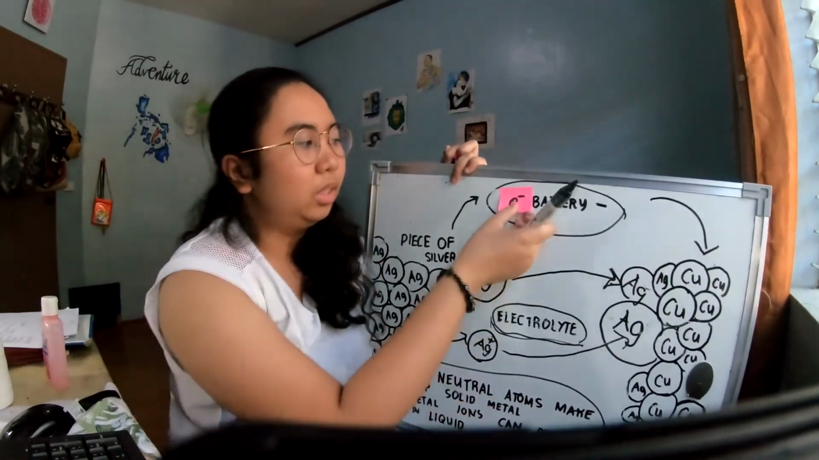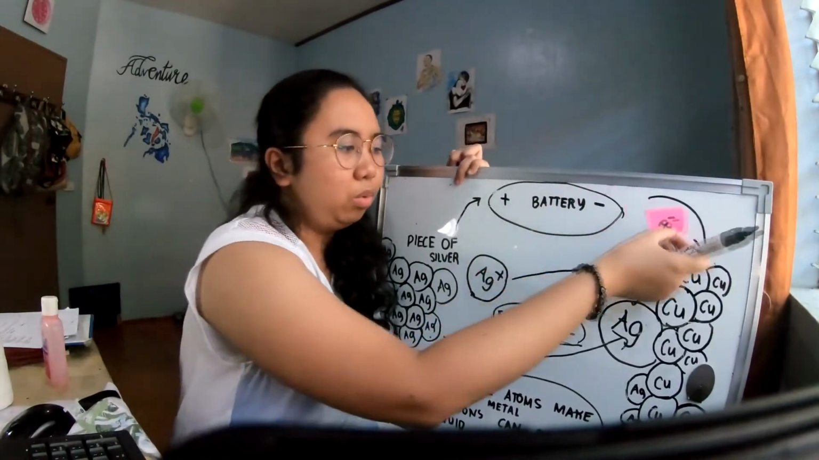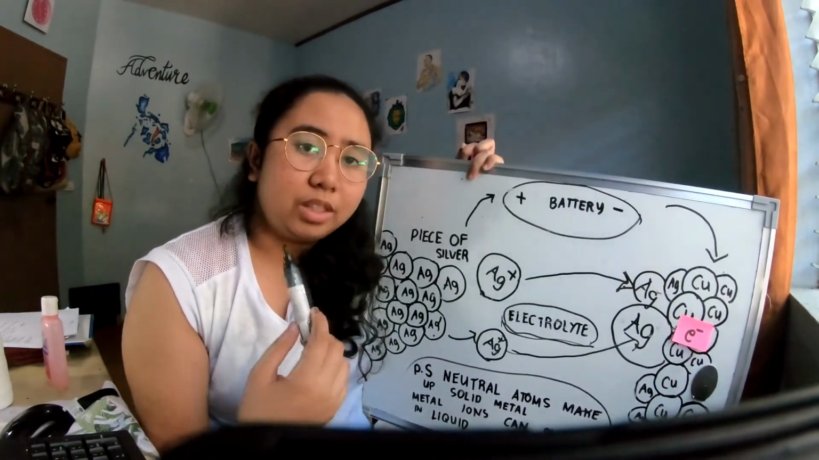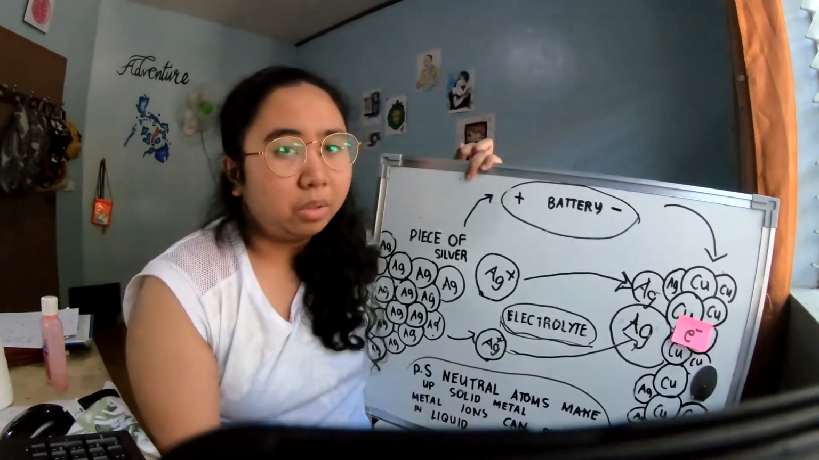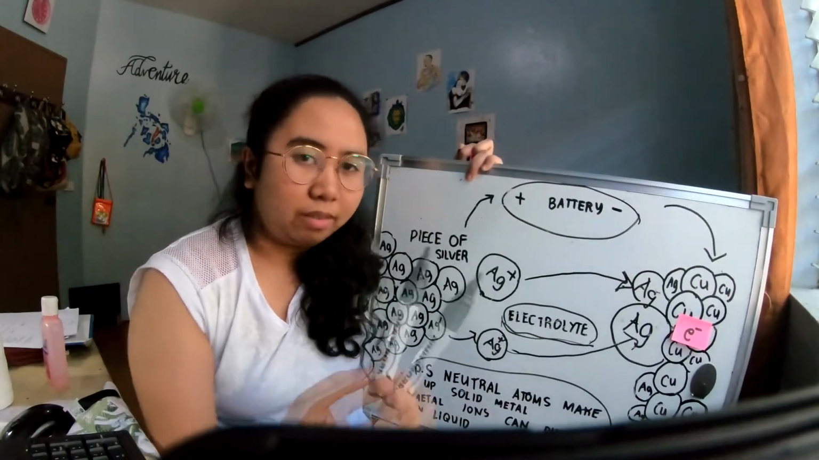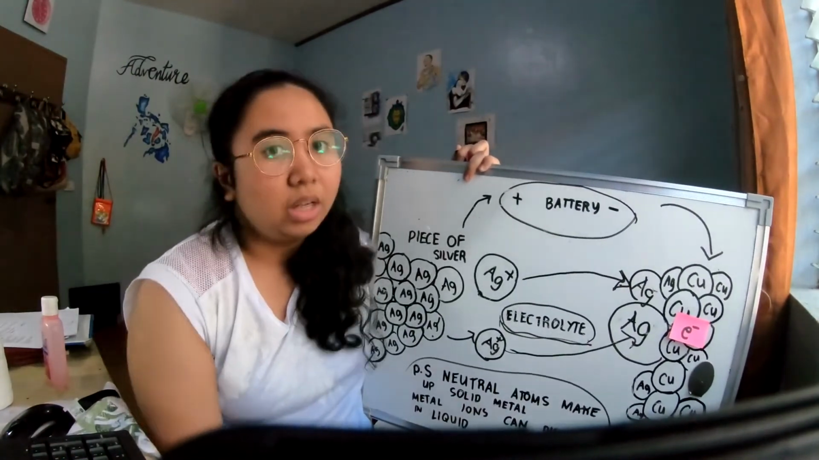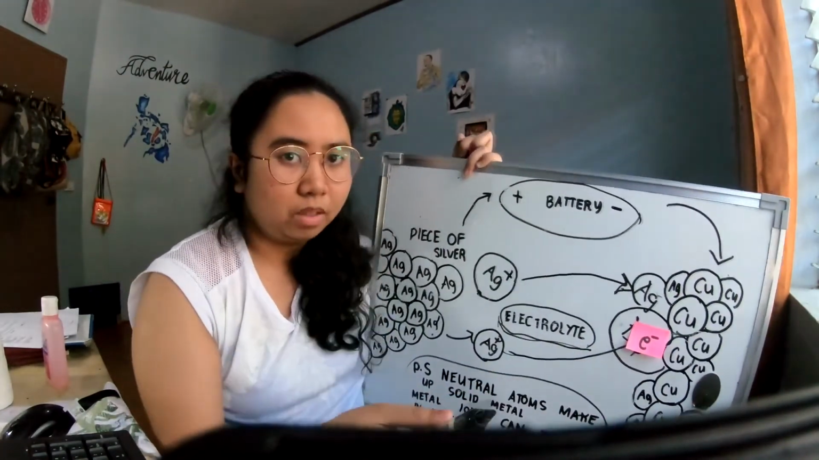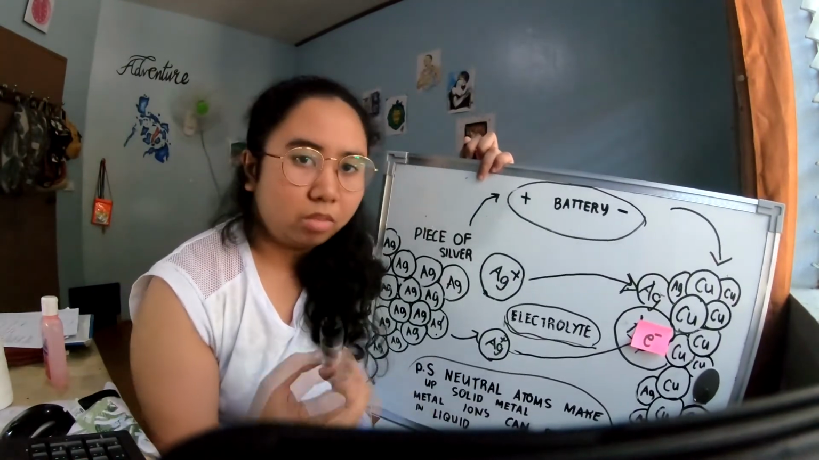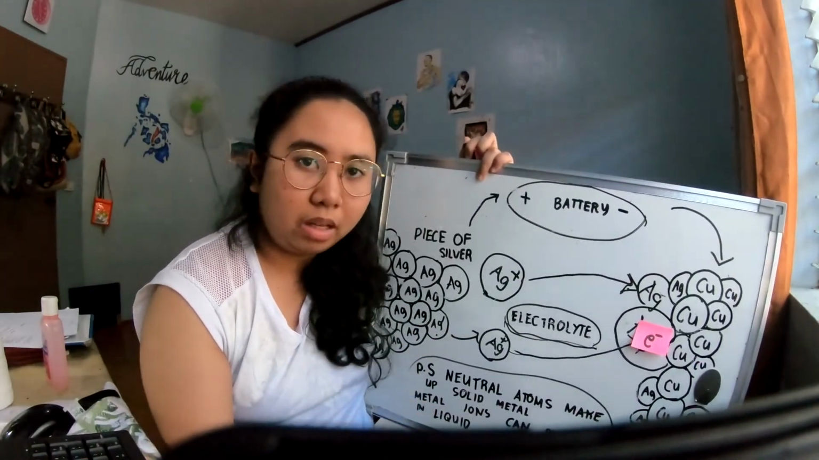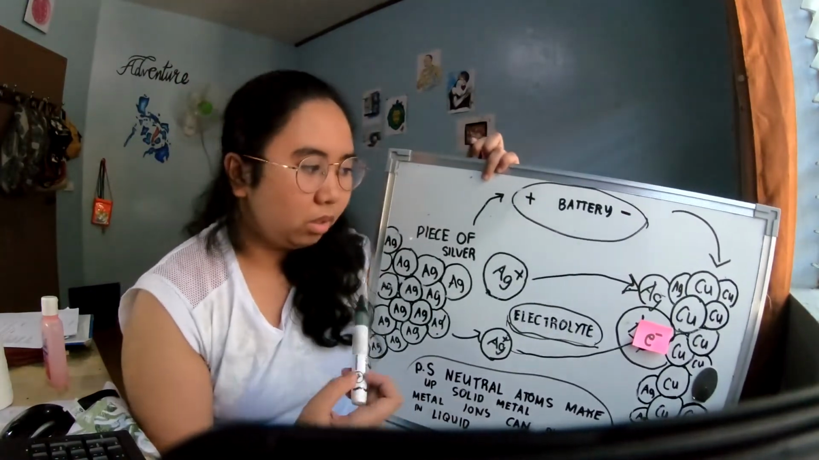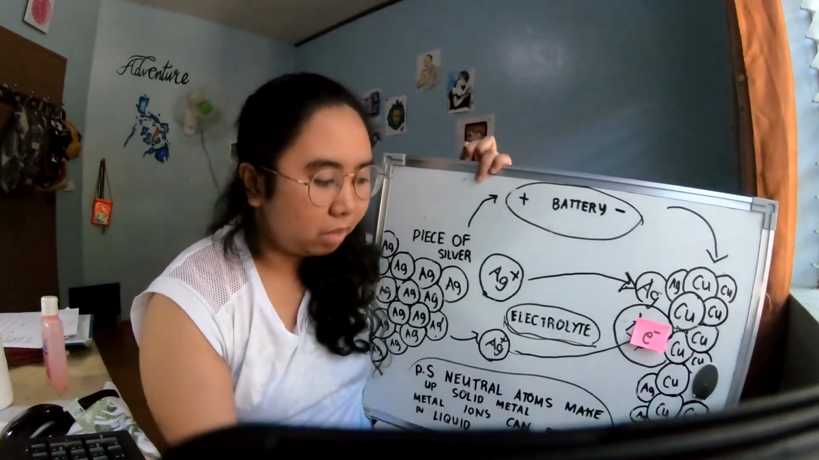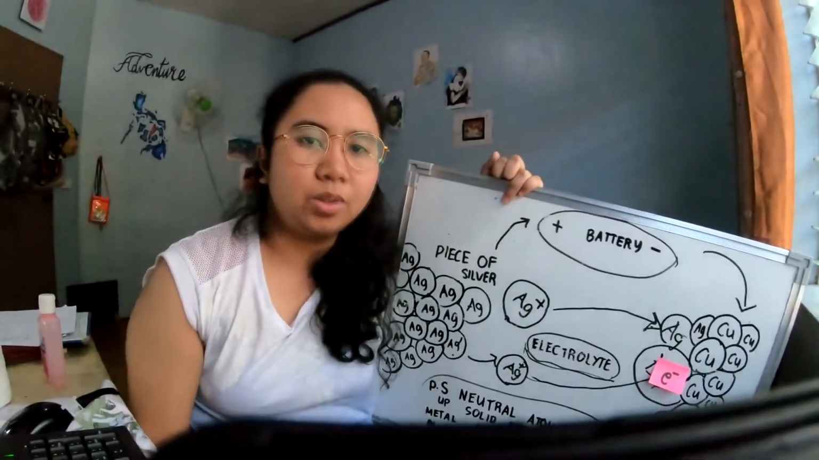So here, electrons will move towards the copper, and then it attracts Ag, and once Ag is attracted, the Ag will no longer be a metal ion. It will no longer have that positive charge, because of course, if it gains another electron, it will no longer be positive. It will be back to its neutral charge. It will become a neutral atom, so it will now become a solid. So that's just how it works.